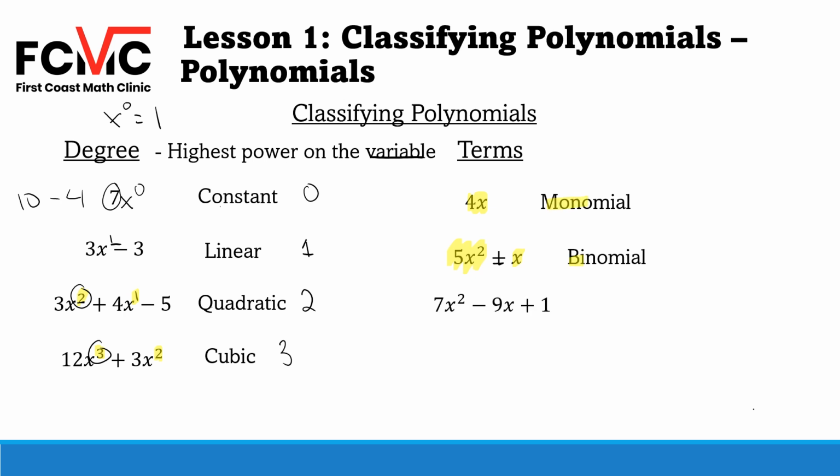Something like this, 7x squared minus 9x plus 1, so we've got 1, 2, 3, so this is going to be a trinomial. And typically any higher than 3, we can just reference as a polynomial, okay? So let's get into a couple examples where we classify our polynomials by degrees and by terms.